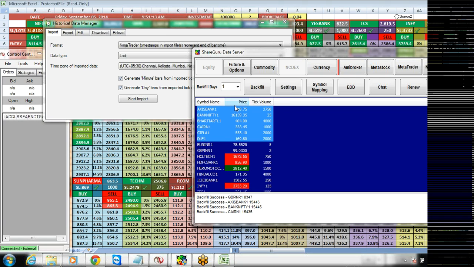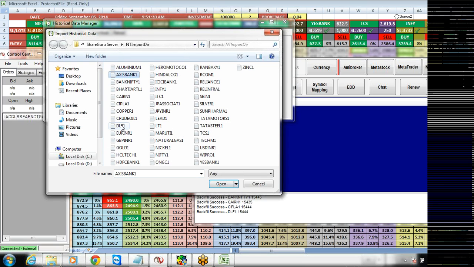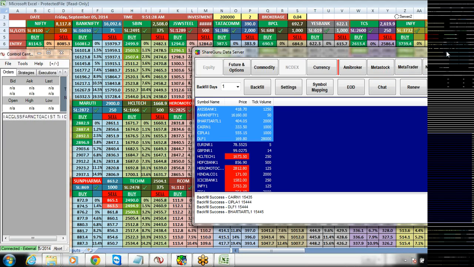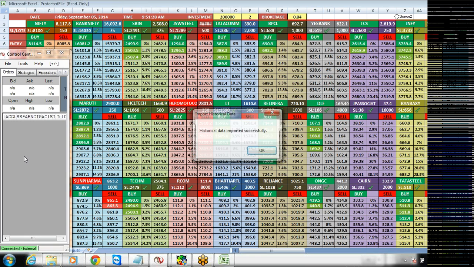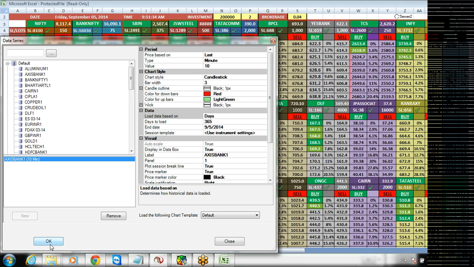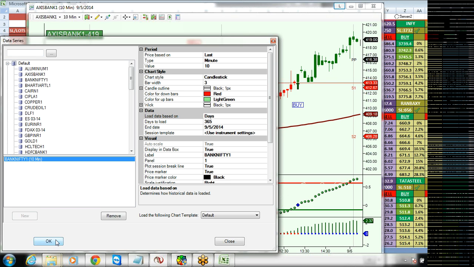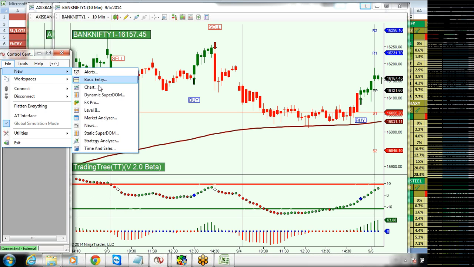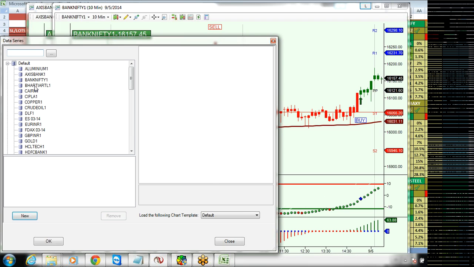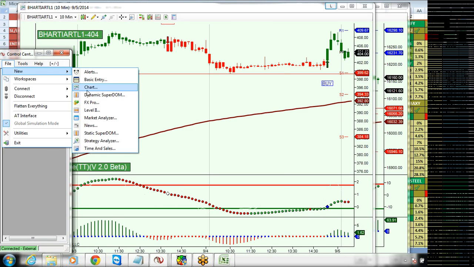So what I'm doing now is I'm just taking the backfill. As soon as I take the backfill, I'll start opening the charts. Axis Bank, we had a buy call yesterday. That's still continuing. That is Bank Nifty, we had a buy yesterday. That is also continuing now. Bharti Airtel, we have a sell call here in FuturesTree.